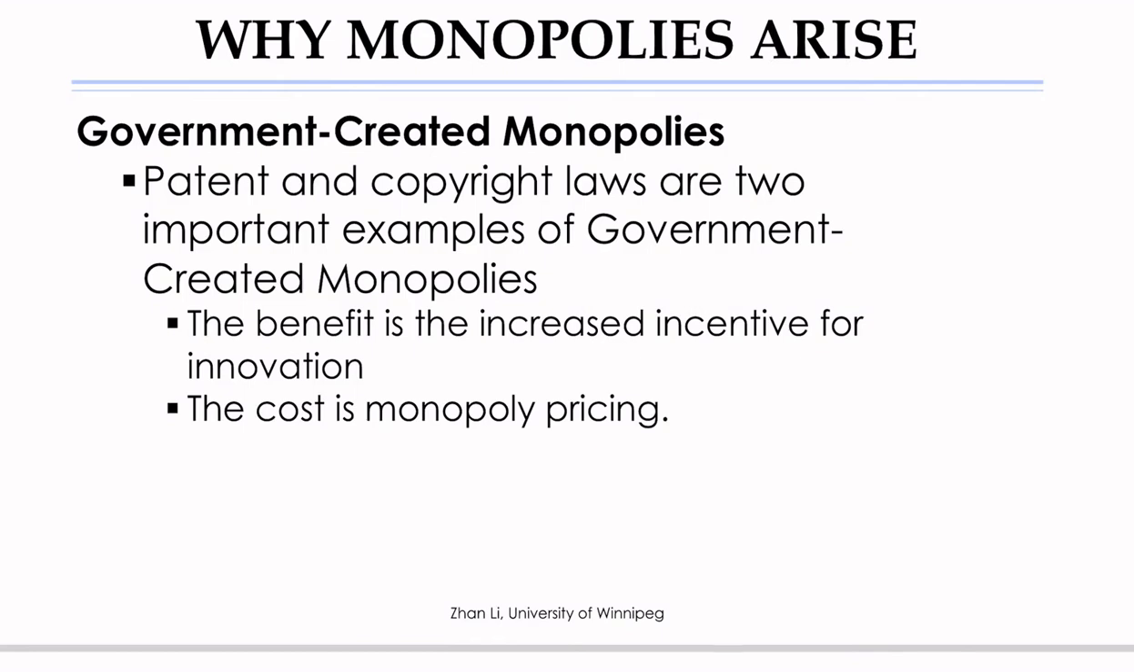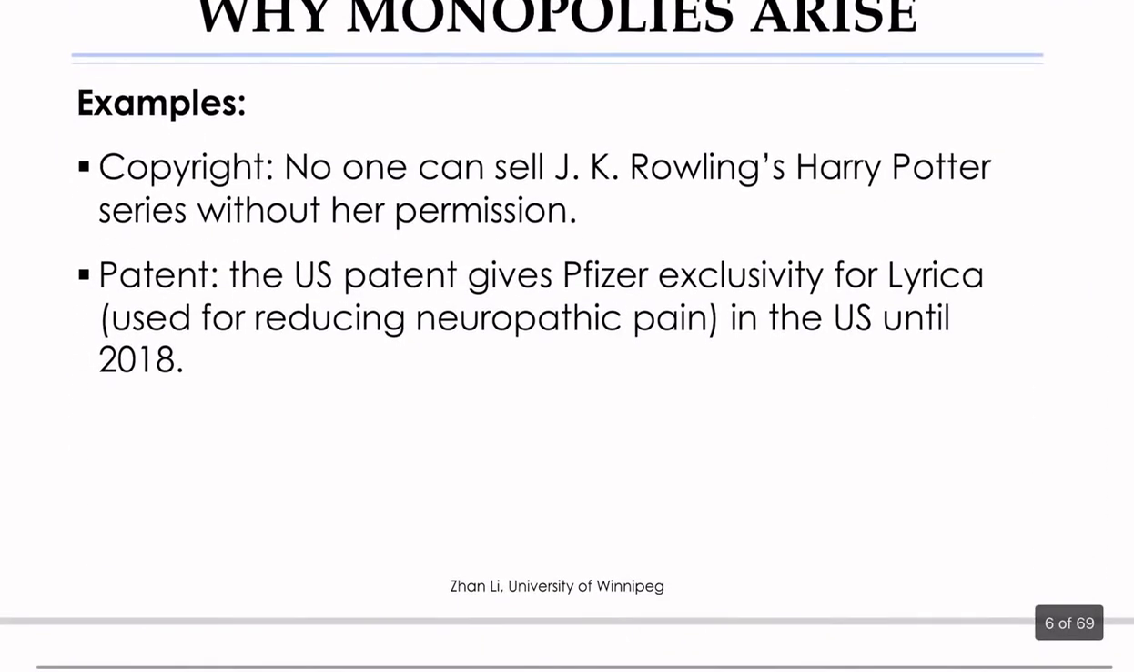Of course, the cost is monopoly. For example, if you think about Harry Potter, right? So clearly J.K. Rowling has the copyright. And no one can sell J.K. Rowling's book without her permission. So this is essentially to say this person, this writer, J.K. Rowling, is a monopoly in the Harry Potter series.